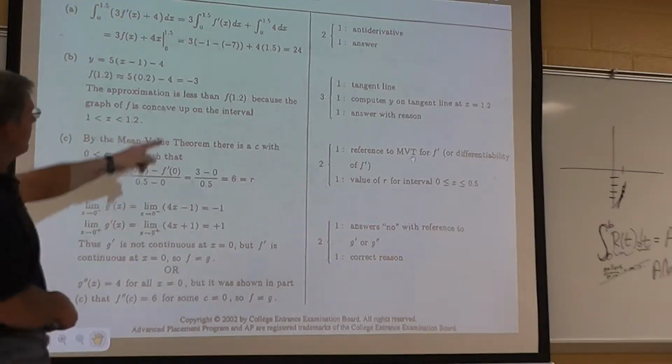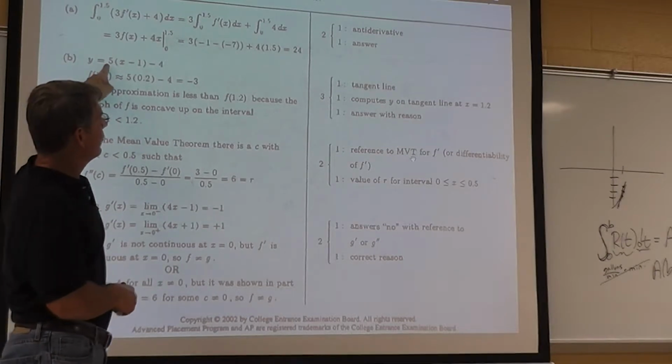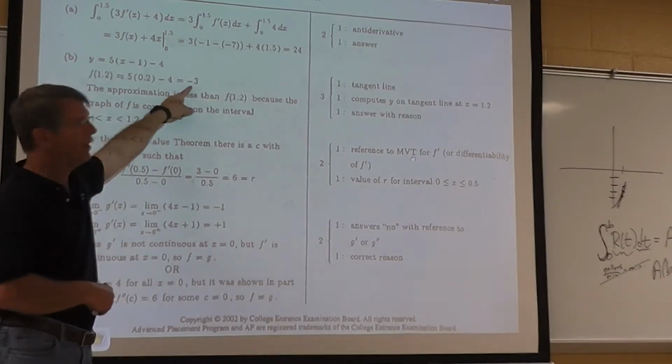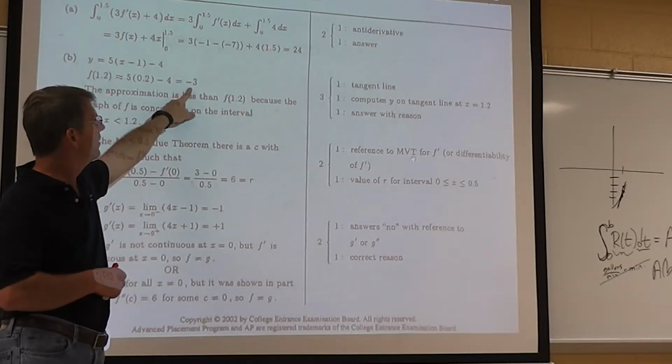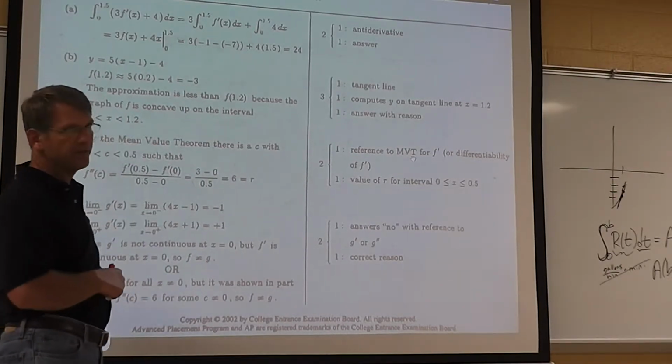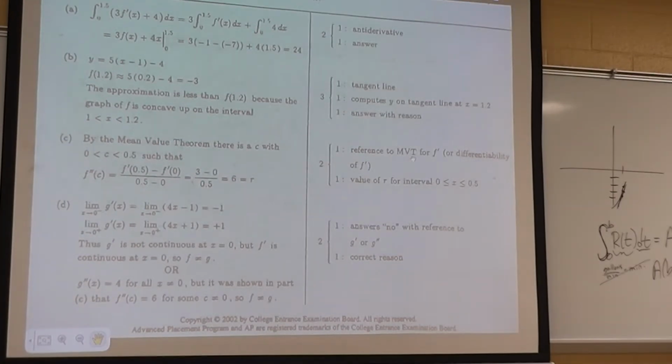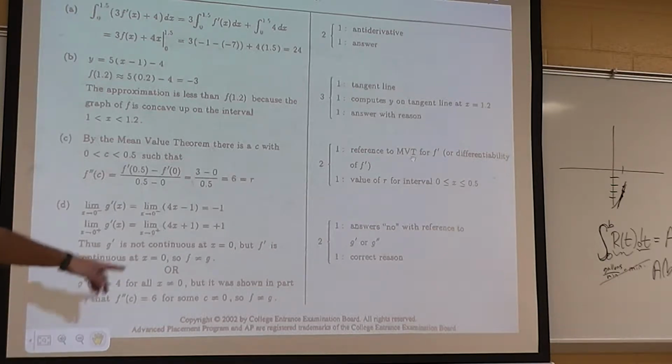Part B, you got 1 point for the tangent line. You got 1 point for calculating the correct y coordinate of -3. And then you got a third point for a good reason. All right, part C, you got 1 point for just referencing the mean value theorem, and 1 point for finding this value of R.